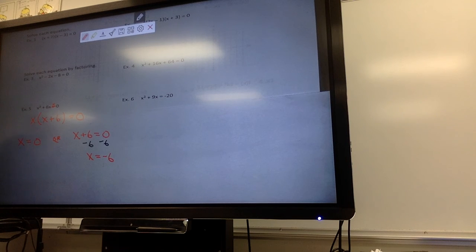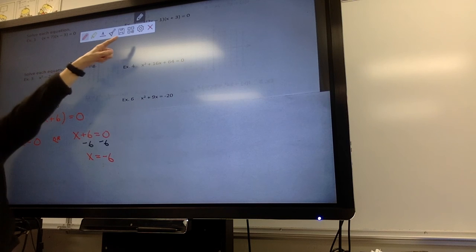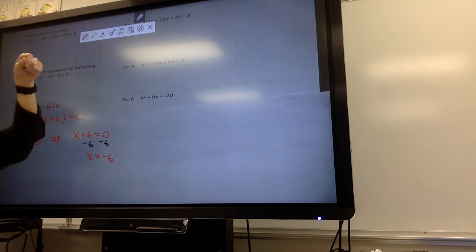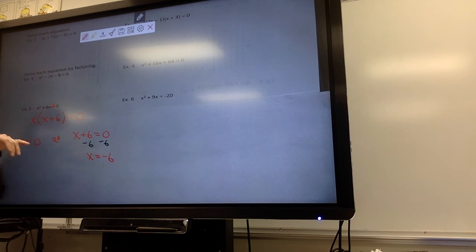Now remember on the previous example up here where the greatest common factor was just an integer, 3? We just left that out. When we take out the greatest common factor, if there's a variable with it, you've got to set it equal to 0. It's only if it's a constant that you do not need to set it equal to 0.